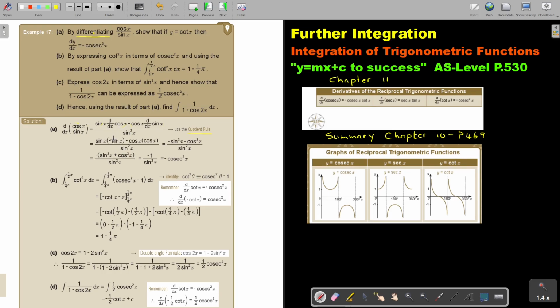So please don't forget your rules. Go to chapter 11, to the summary, and just get the rules again. So it's negative sin x, and then minus cos, and sin becomes cos. Cos becomes negative sin. This is differentiation, not integration.